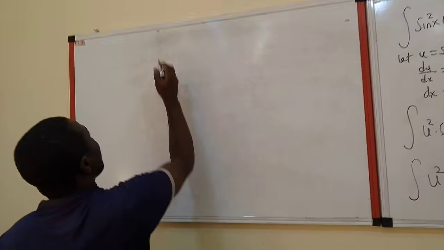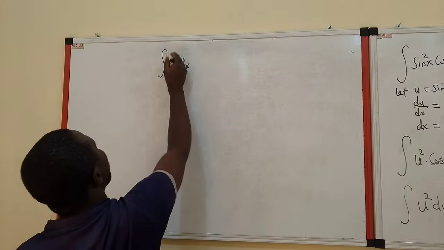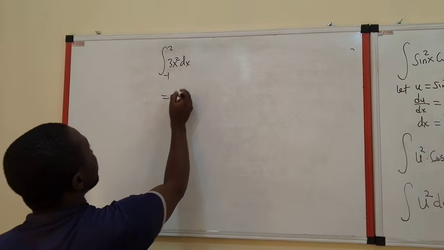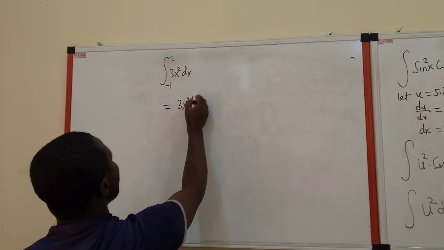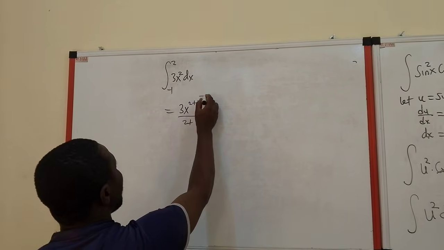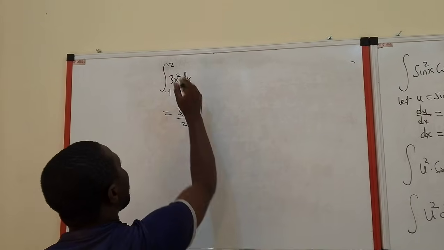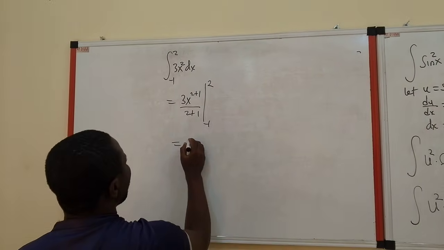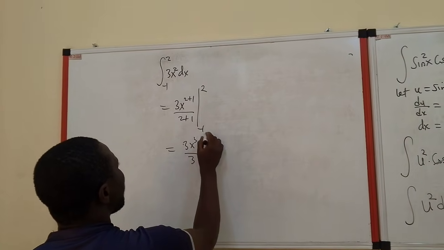Now you have this: integrate 3x squared dx, with limits 2 and minus 1. What do we do? Very simple. So this is what you are going to do. You say 3x raised by 2 plus 1. Okay, we have integrated it. Then you apply your limits minus 1, 2. This will give me 3x raised by 3 over 3, from minus 1 to 2.